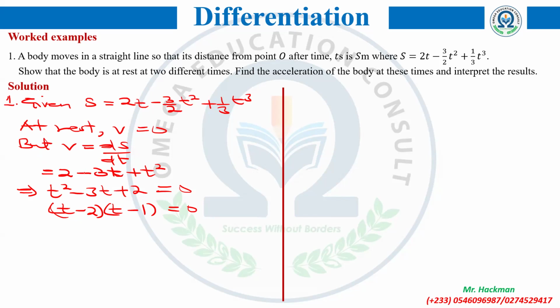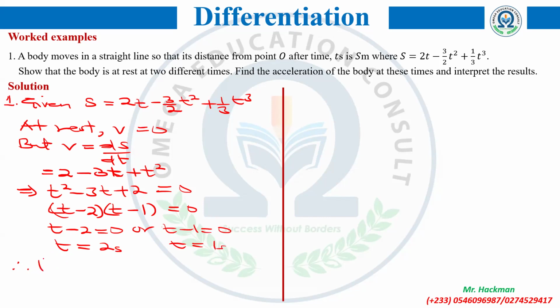Then at this point, you set each of the factors to 0. So t minus 2 is equal to 0, or t minus 1 is equal to 0. By the zero product rule, t will be equal to 2 here, or t will be equal to 1 here. We are supposed to show that the particle is at rest at 2 different times. So we've gotten 2 different times: 1 second, 2 seconds. So please take note.